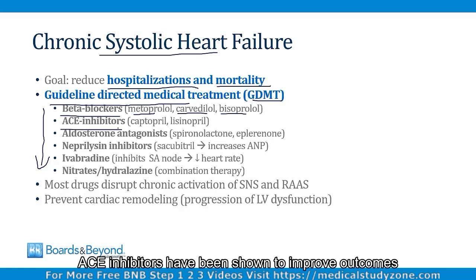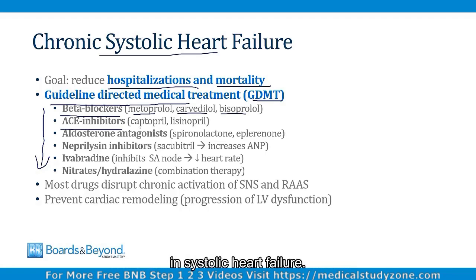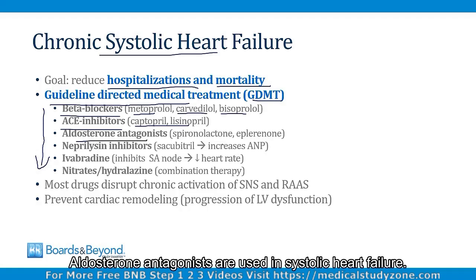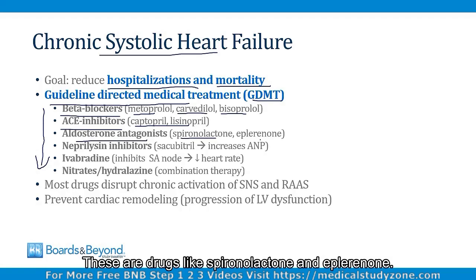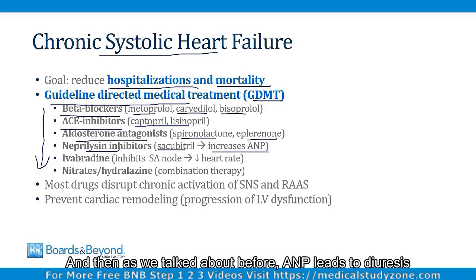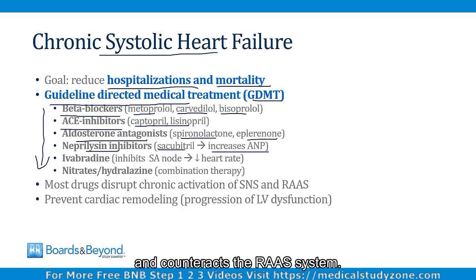ACE inhibitors have been shown to improve outcomes in systolic heart failure. These are drugs like captopril and lisinopril. Aldosterone antagonists are used in systolic heart failure. These are drugs like spironolactone and eplerenone. There is one neprilysin inhibitor. It's called sacubitril. It boosts the ANP level. And then, as we talked about before, ANP leads to diuresis and counteracts the RAS system.